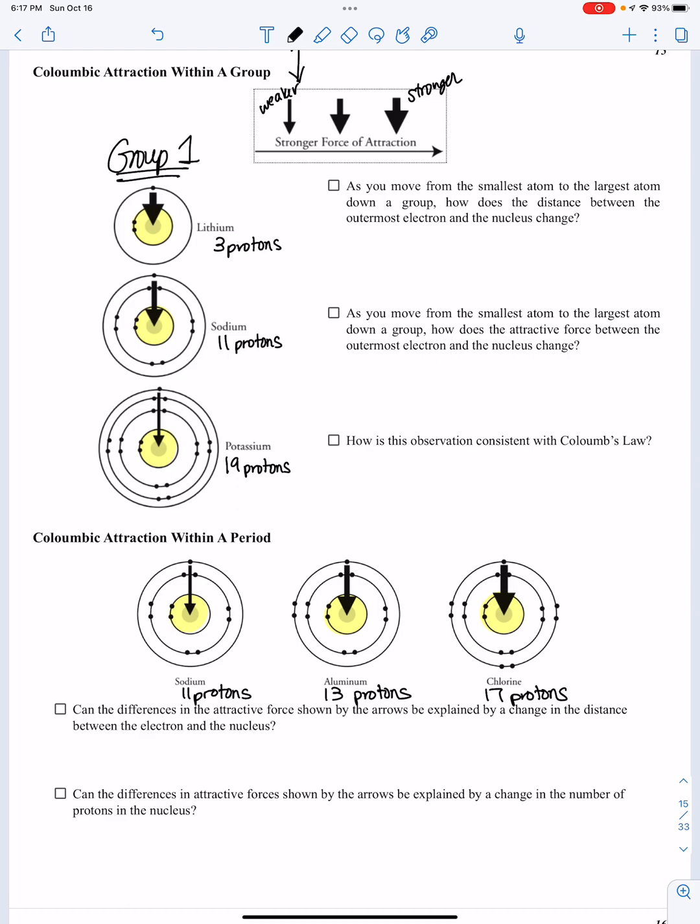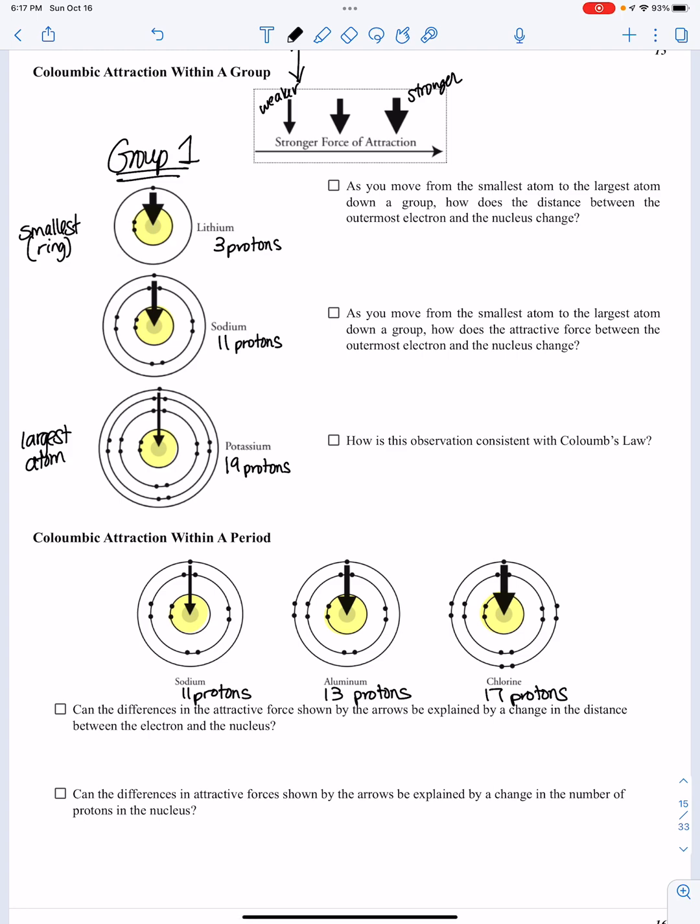I put some information here for us. Lithium has 3 protons in its nucleus, sodium has 11 protons, and potassium has 19 protons in its nucleus. We would expect that more protons would mean a greater attraction. But we can clearly see that these atoms look a little bit different. As you move from the smallest atom, we can clearly see it's the smallest because it's the smallest ring. This is the largest atom because it's got the largest set of rings here.